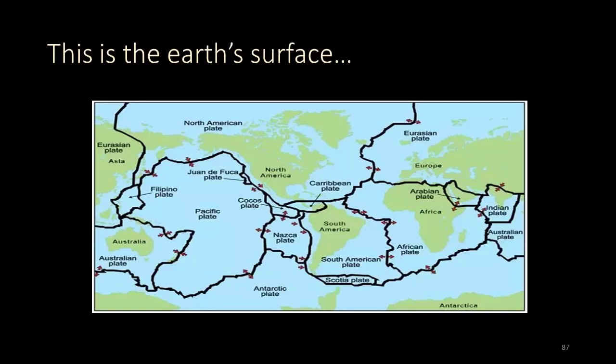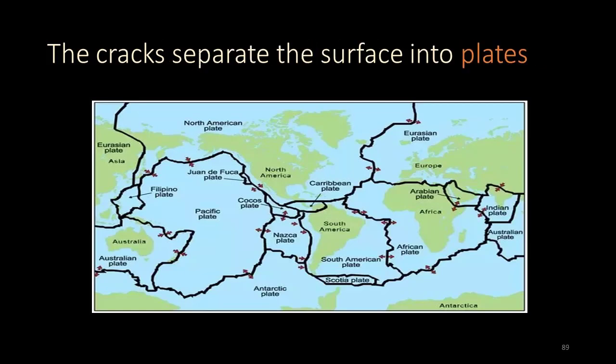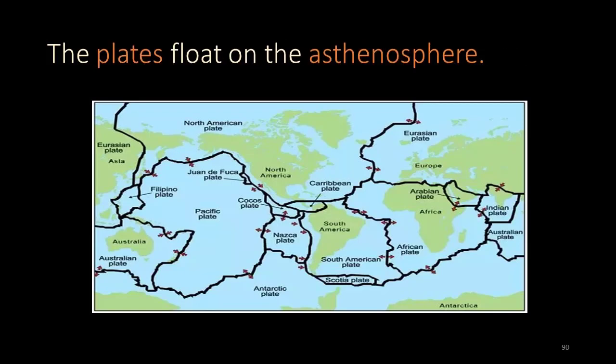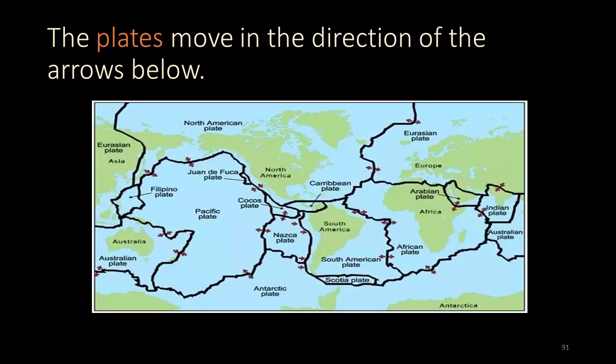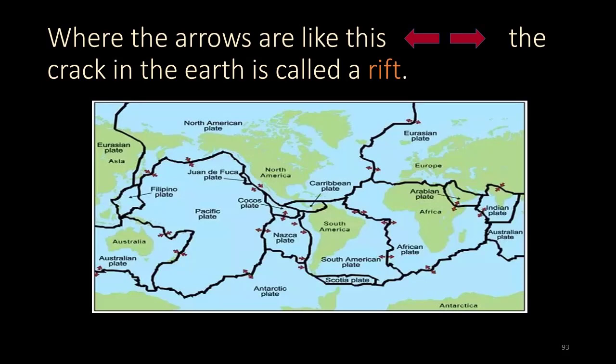This is the Earth's surface, and those black lines are cracks in the Earth's surface, or Earth's crust. The cracks separate the surface into plates, and the plates float on top of the asthenosphere. Remember, it's liquid. The plates move in the direction of the arrows that are shown below. The plates move in many directions. Why are they moving in different directions?